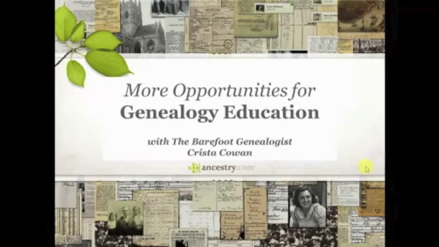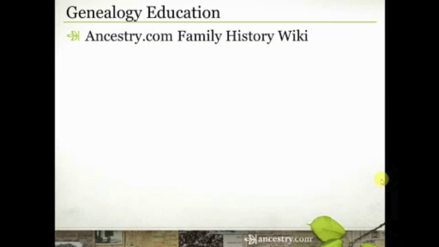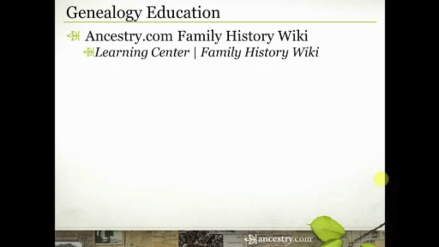Let's just start pretty basic. When we talk about genealogy education, sometimes it's just a matter of knowing what's available and where it's available. If you aren't familiar with the Ancestry.com Family History Wiki, it's found in the Learning Center. If you just hover over Learning Center and go down to Family History Wiki, you'll find it there. That is the repository for the books The Source and the Red Book. Both of those have been put online, and each chapter or page is an individual page on the wiki. It's been edited and updated as new information has come to light.